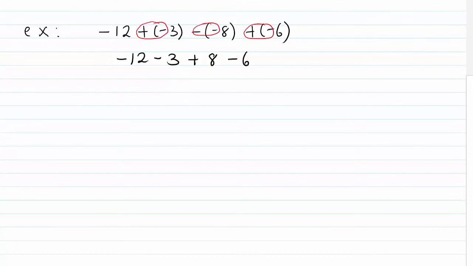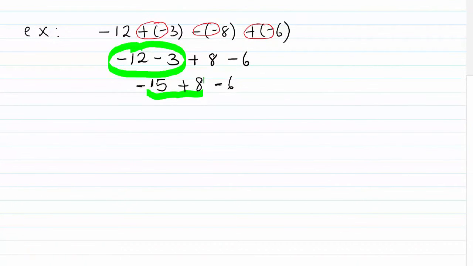Now I only have addition and subtraction, so I can move ahead with my left to right principle, and I'd use these two first. And minus 12 minus 3, since the signs are the same, I keep the sign and I add the numbers. 12 plus 3 is 15. I bring down the plus 8 and I bring down the minus 6. Now I work with these two.